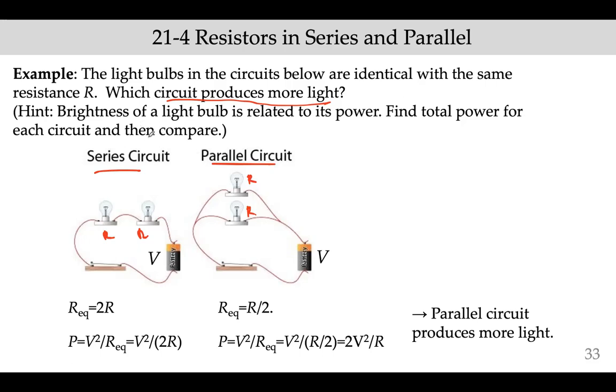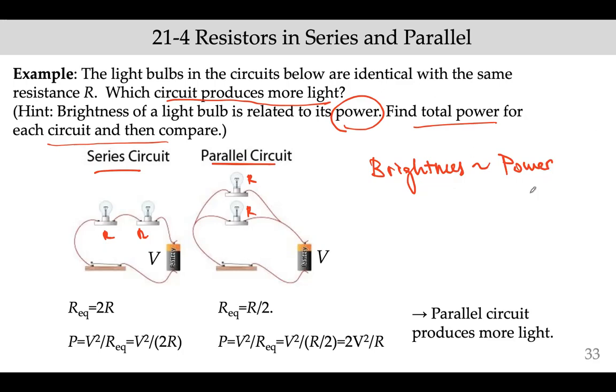So the brightness of a light bulb is related to its power. So when we talk about brightness, the hint says here, we have to look at the power that's consumed on that light bulb or the resistor. You can think of light bulbs as the resistors. So you don't look at voltage, you don't look at the current on that resistor, but you look at the power. So find the total power for each circuit and then compare. So the brightness is related to power.